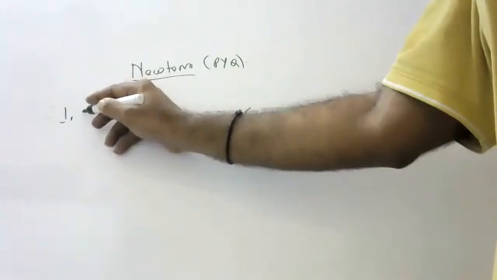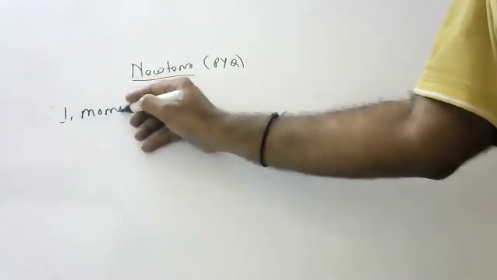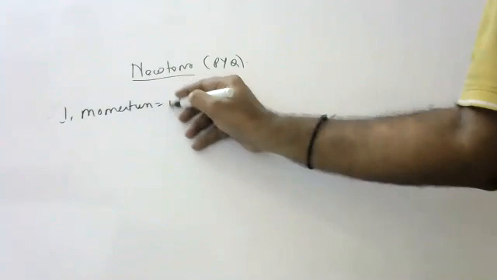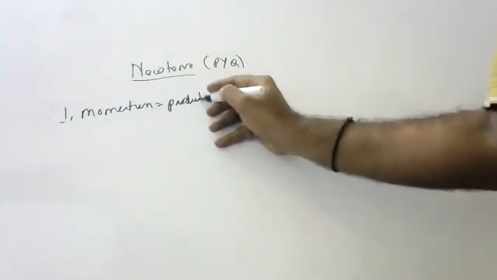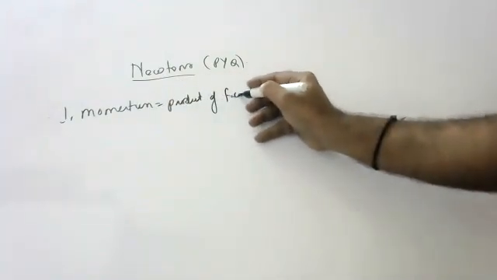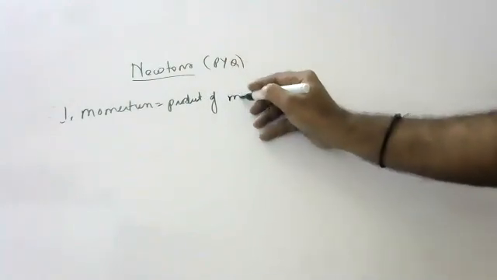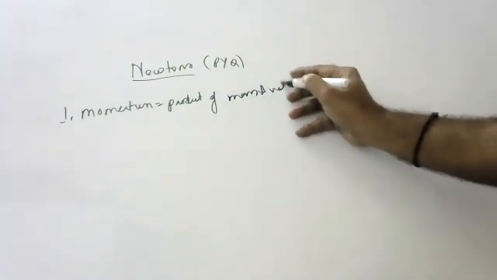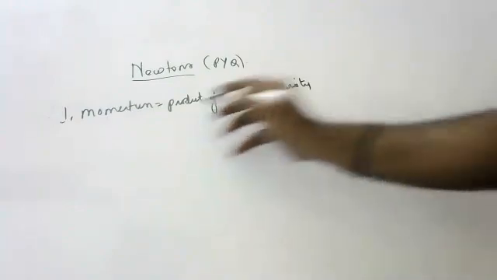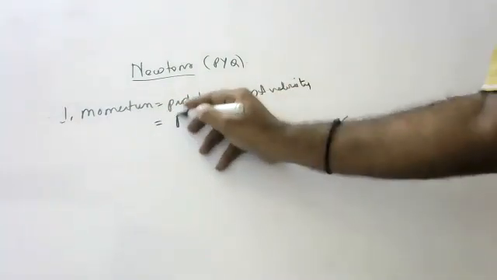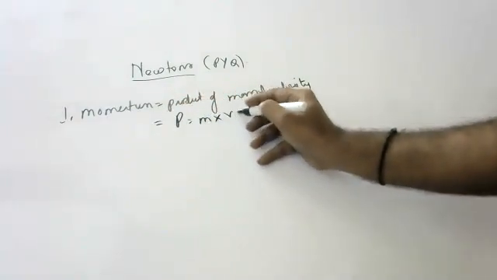Define momentum and what are its units? Who will define momentum? Sir, momentum is the product of mass and velocity. Product of mass and velocity. And units are kg meter per second. No one is saying except Vivek.